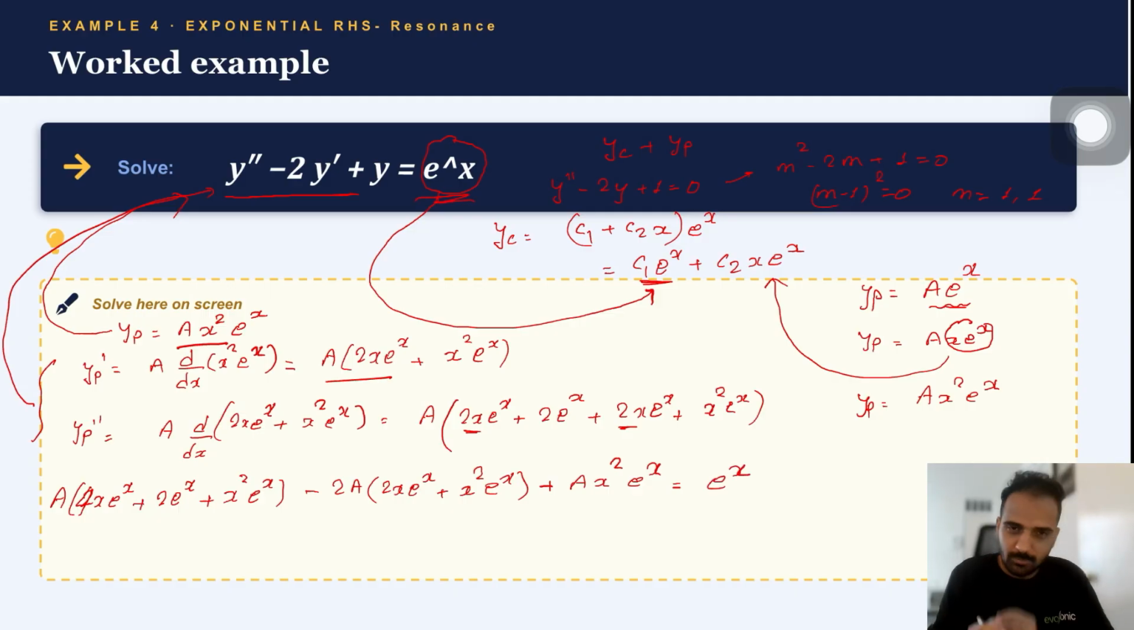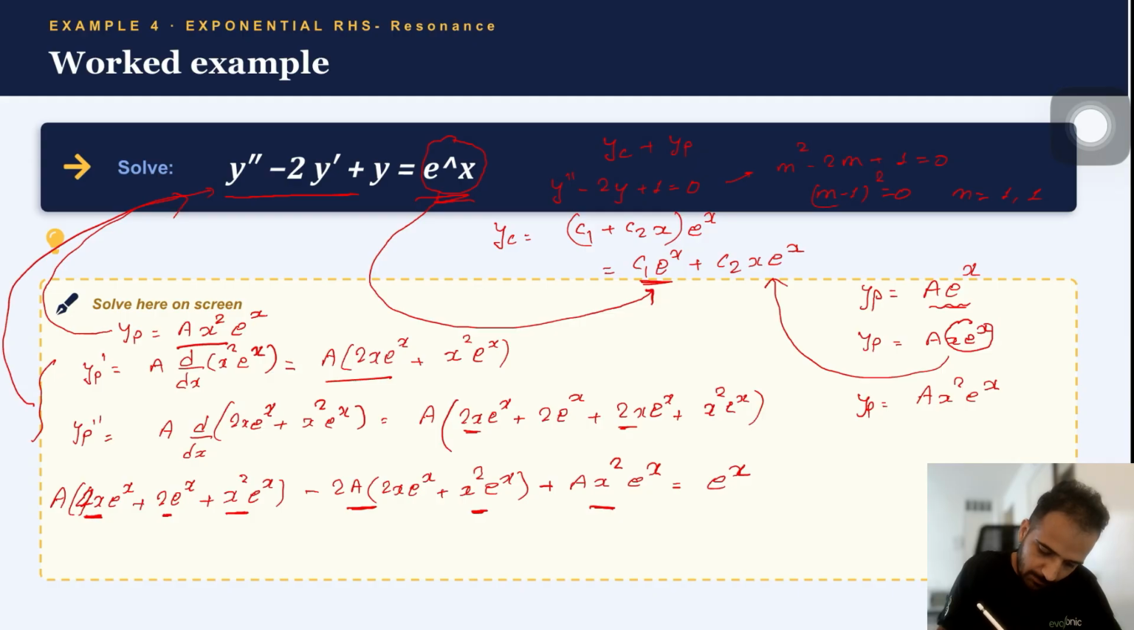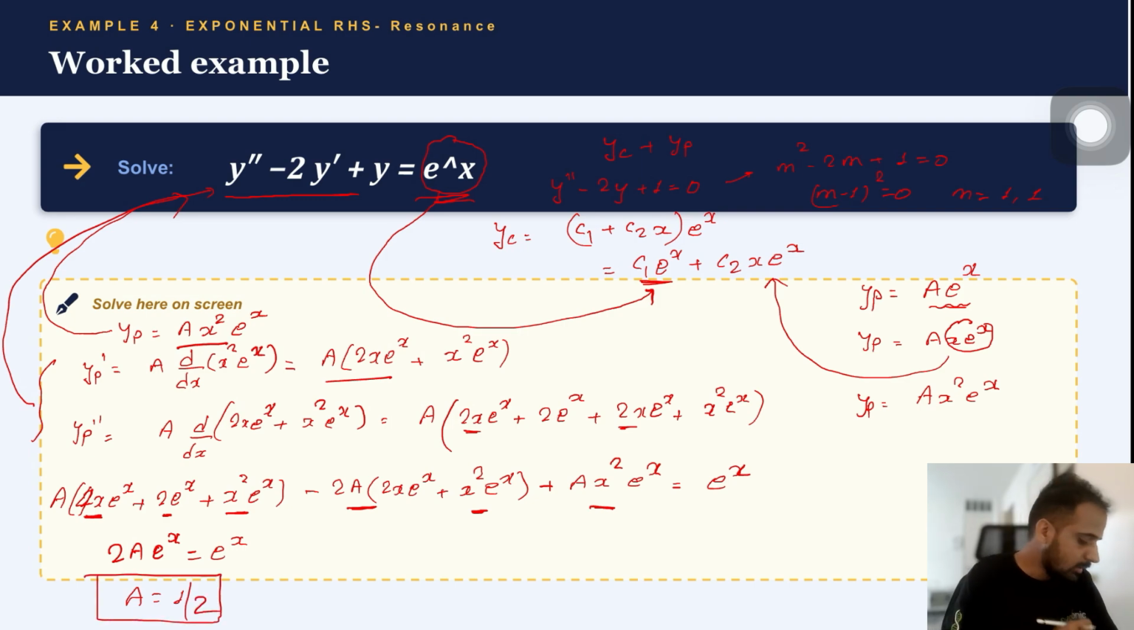I think most of the things will be subtracted and become 0. Let's see here. The 4x terms will be subtracted, giving 0. We'll have 2 here, and the 2a x squared terms will be subtracted with the others. So ultimately you have 2a e^x equals e^x. That means your a is nothing but 1 over 2.